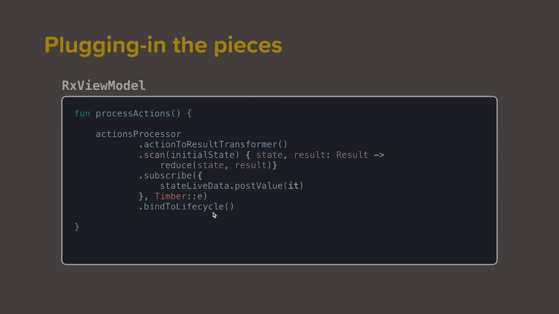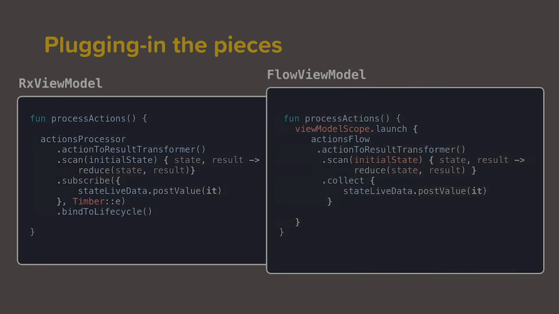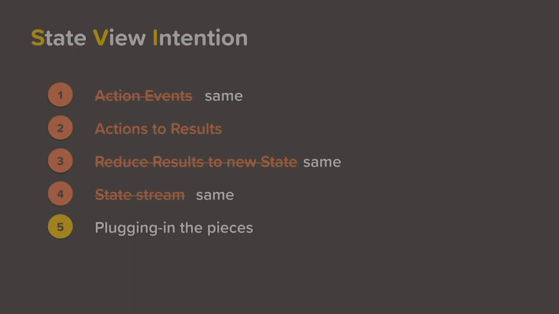That is on clear. So let's try to now convert this Rx view model to use flow. So let's come back to this launch later. So this processor is actions flow, action to result transformer, we already converted. Scan operators remain the same. Dot subscribe becomes dot collect, and this bind to lifecycle is actually scope. The scope is as we talked about it earlier. It is the scope wherein this particular coroutine lives and it gets disposed of, which is a similar thing as using composite disposables and disposing of all the disposables inside this. So we have successfully converted this particular cycle to use flow.